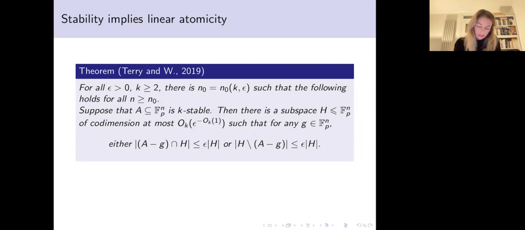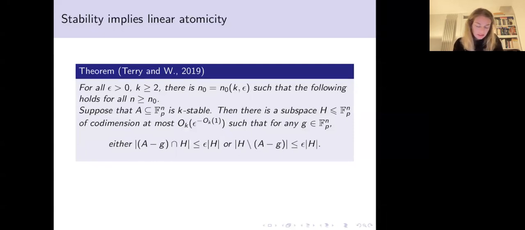First of all, notice that the number of parts in our decomposition, or rather the index of the subgroup that we find here, is exponential in epsilon inverse. Notice also that there are no non-uniform cosets at all, because our conclusion holds for any g in F_p^n. And finally, the conclusion is much stronger than what you get in a standard arithmetic regularity lemma. Not only are you uniform on every coset, but in fact, the density of A on every coset is either close to 0 or close to 1. And the last two points are exactly what I mean by linearly atomic. It means that every coset of this decomposition is such that A has density close to 0 or close to 1 on it.